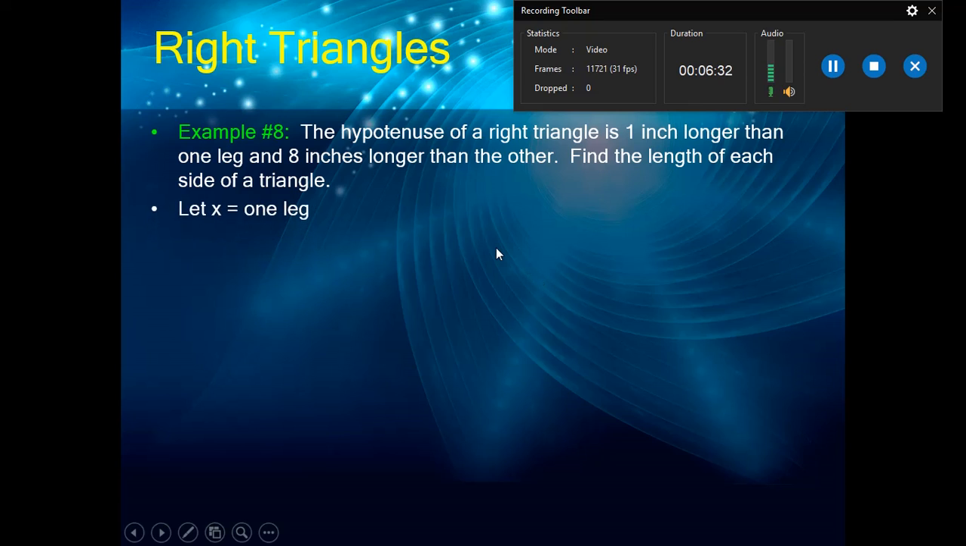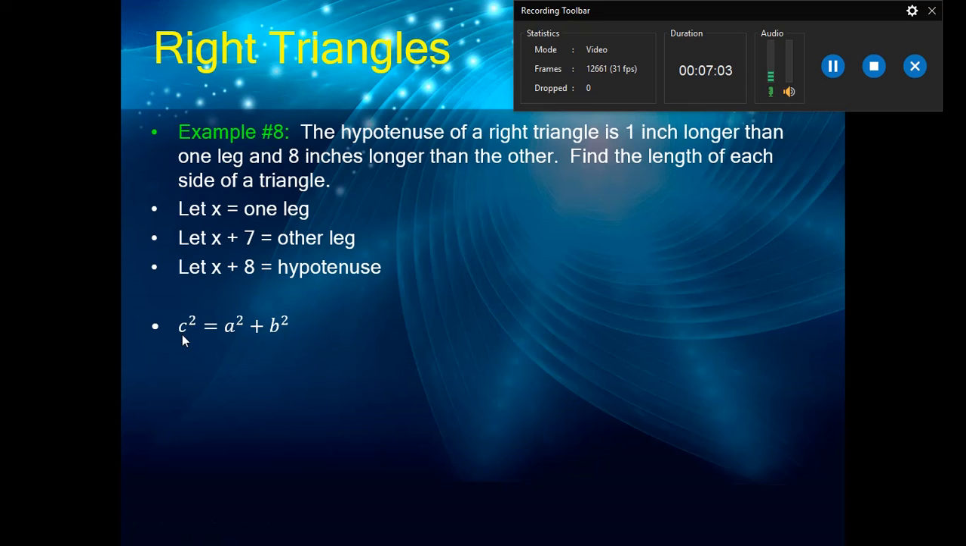One of my legs is just x. The hypotenuse is 1 inch longer than one leg and 8 inches longer than the other leg. What I actually did was set up the hypotenuse 8 inches longer than my first, but it's 1 inch larger than my other leg. So these dimensions make sense. The other thing we have to recall is the Pythagorean theorem. C squared equals a squared plus b squared. C always represents my hypotenuse, which is my longest side, and it's across from my right angle.